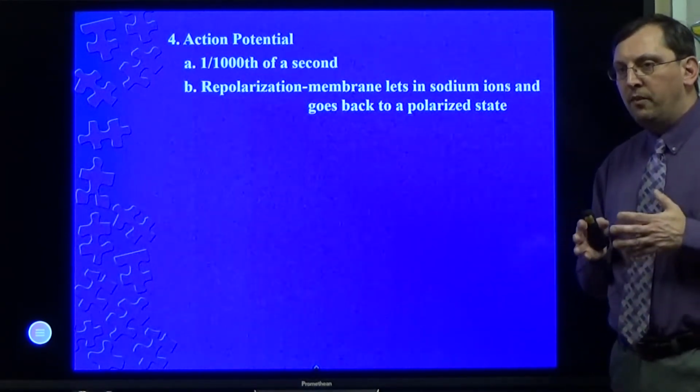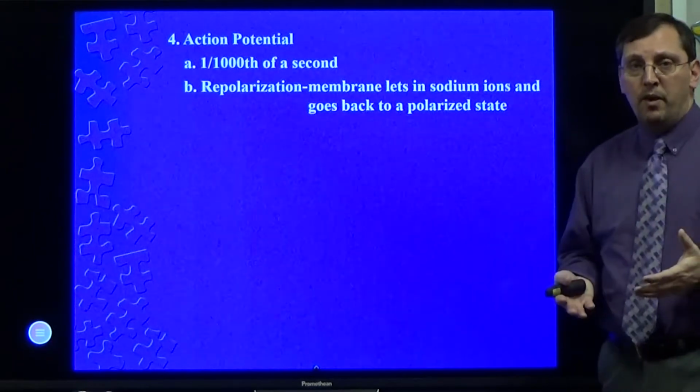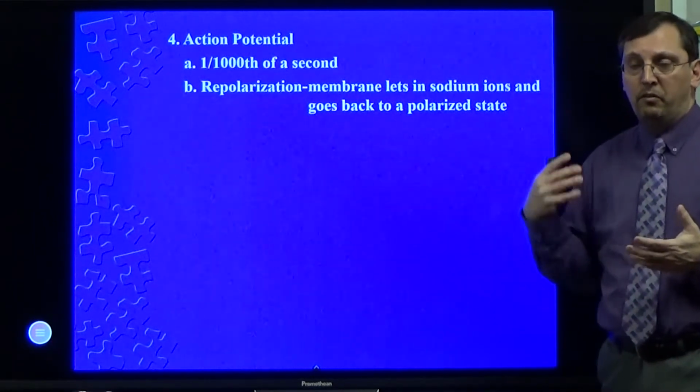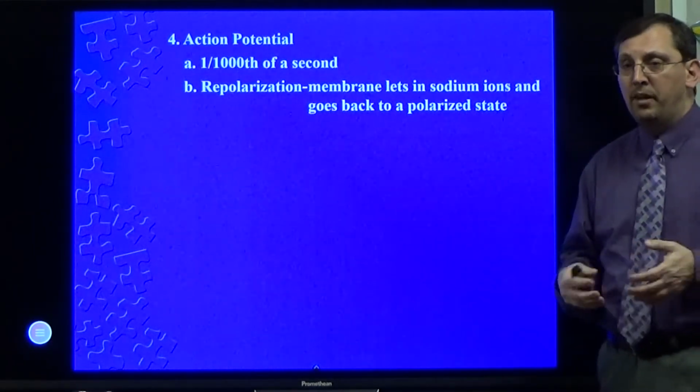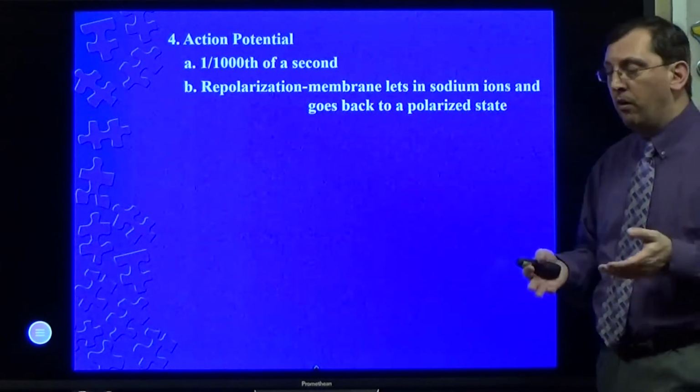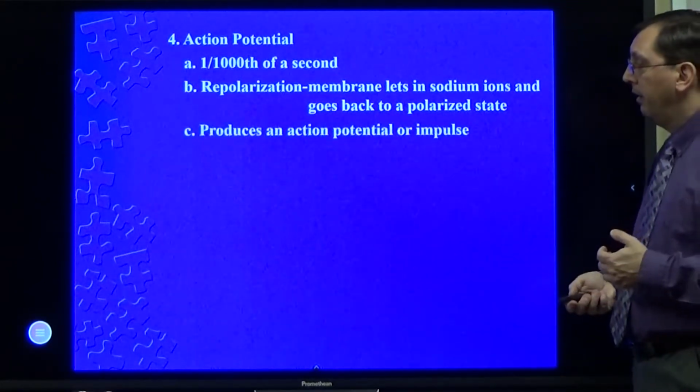If you have too big of a lag there, then you're going to be slow in reacting to the next signal, because you're going to try sending signals, but nothing's going to happen because there's nothing to open up anymore. So it has to be fairly quick.